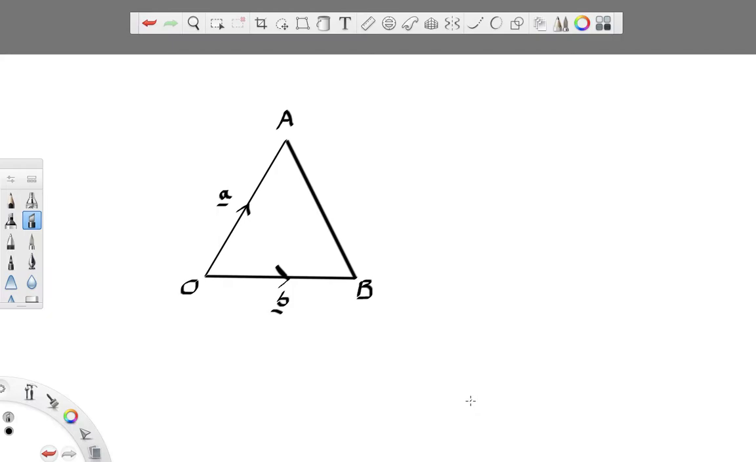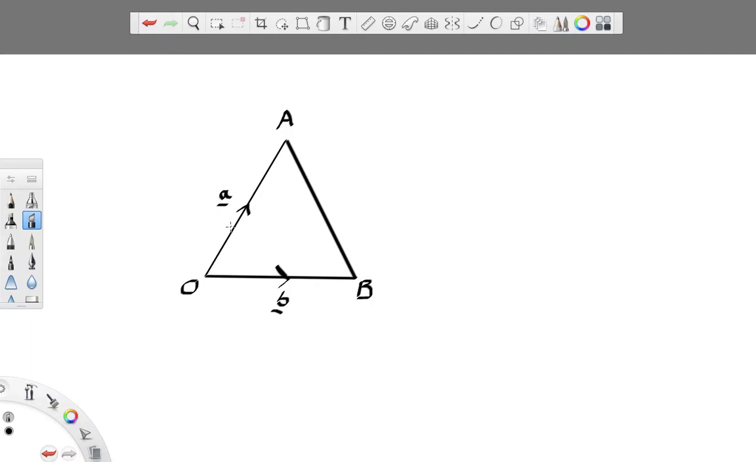To the video on geometric arguments and proofs using vectors. Okay, so to get us started with this video, we have a triangle here and it has the vertices O, A and B. So triangle O, A, B.